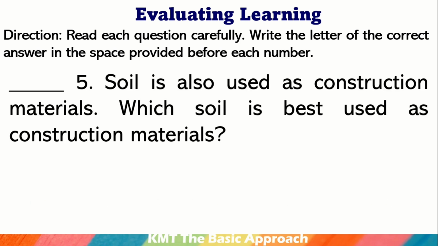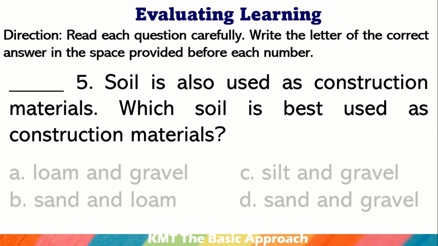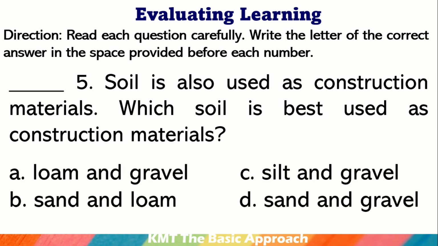Number 5. Soil is also used as construction materials. Which soil is best used as construction materials? Letter A. Loam and gravel. Letter B. Sand and loam. Letter C. Silt and gravel. Letter D. Sand and gravel. What is the correct answer?